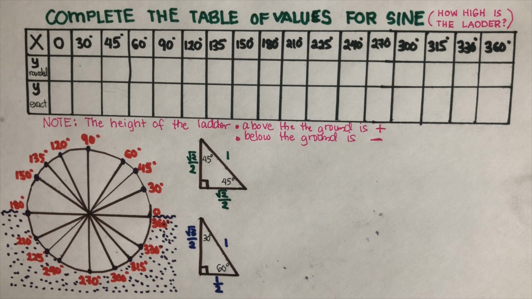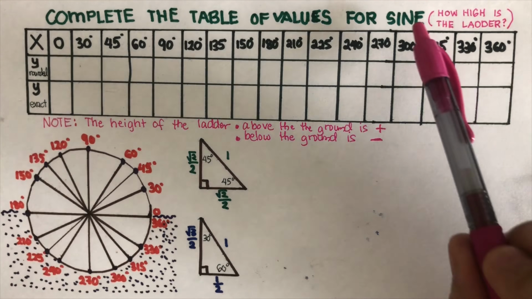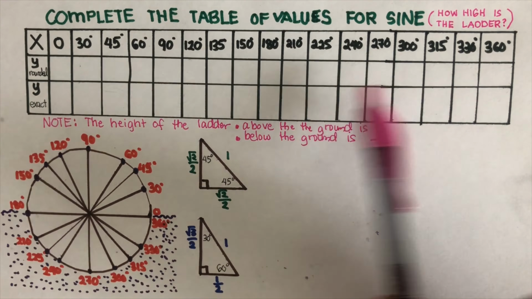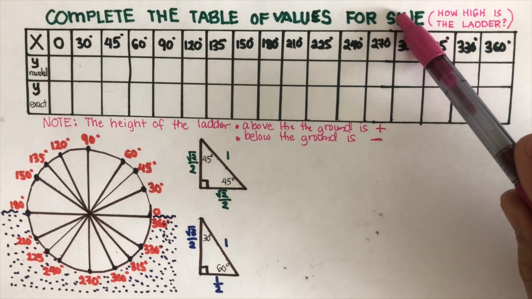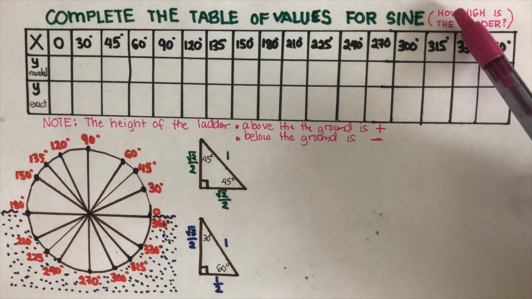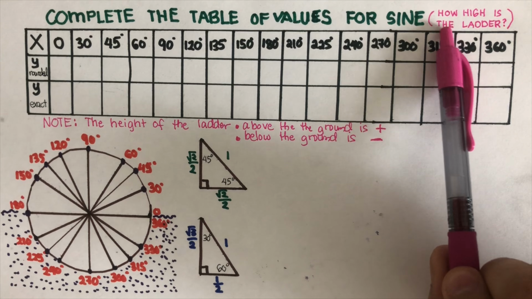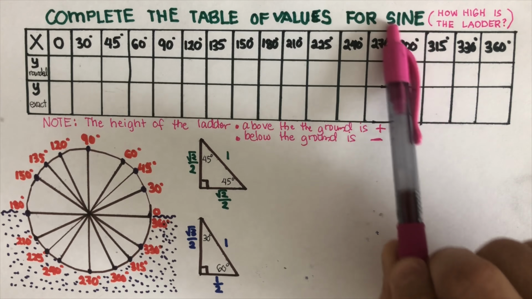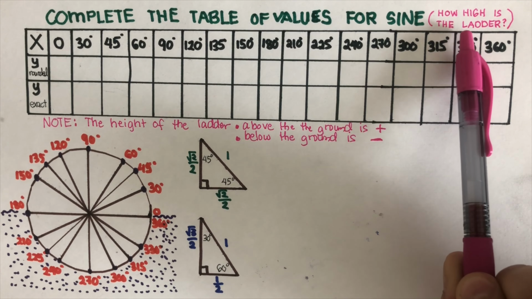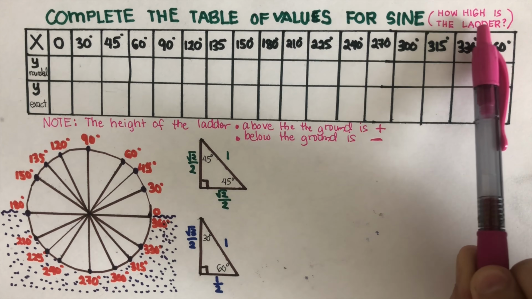Today, we will complete the table of values for sine. Once we complete this table, we should be able to sketch the parent graph of a sine function. As you can see here, I have placed a little question mark next to the sine. What we're solving in order to get the sine is how high the ladder is. So that's a question mark right there.